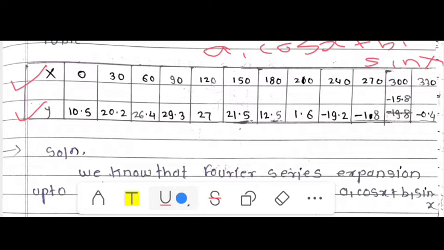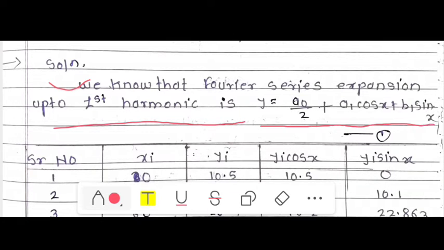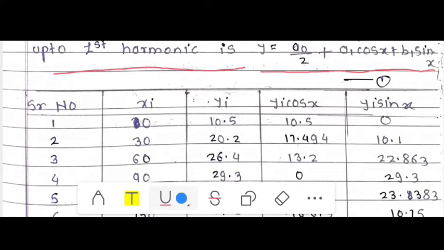See the solution. We know that the Fourier series expansion up to the first harmonic is y is equal to a0 by 2 plus a1 cos x plus b1 sin x. For that, to determine a0, a1 and b1, we make a table for the required values.